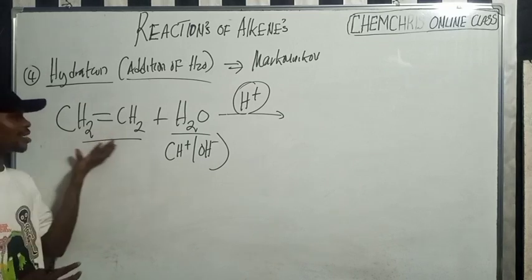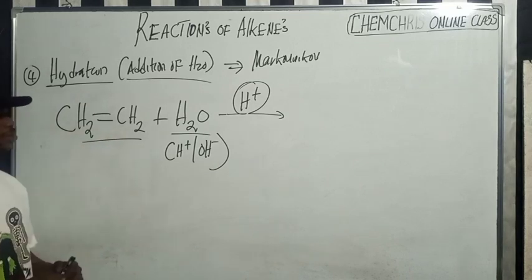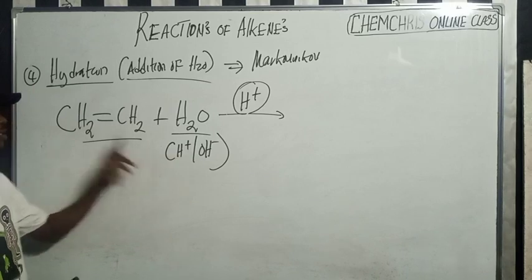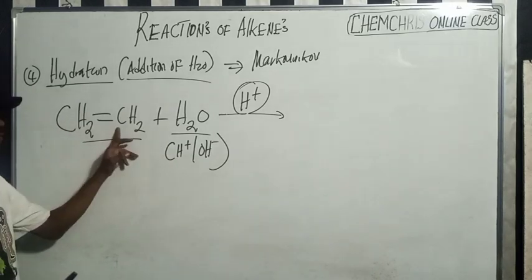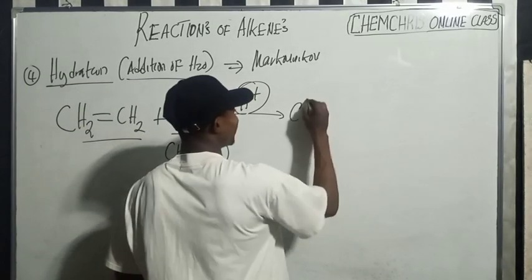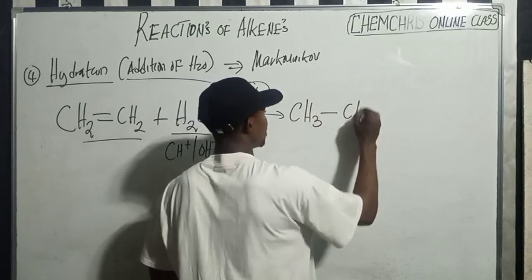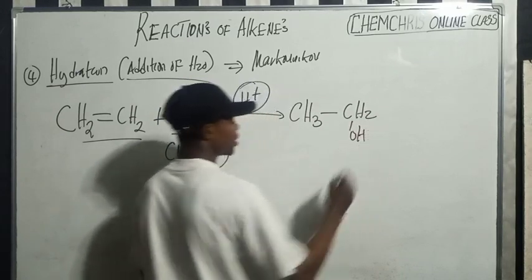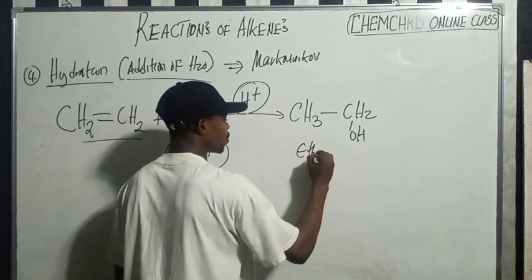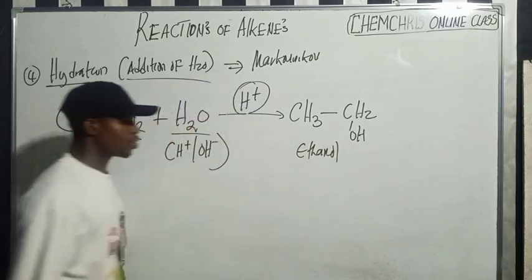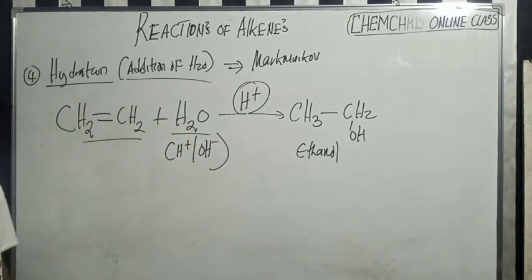So here, there's no point of the Markovnikov rule because the two carbon atoms are the same. Why? Because they are symmetrical. They have the same number of hydrogen atoms. So I can simply add this one here and add this one here. So I want to have CH3CH2OH. Here we have ethanol as a product.